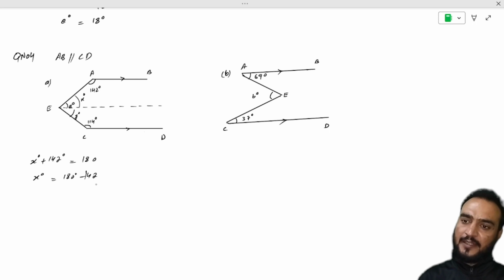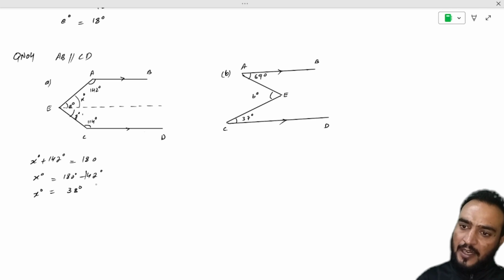If we subtract 142 from 180, the answer becomes 38 degree. So the value of x degree is equal to 38 degree. And now we have to find the value of y degree.